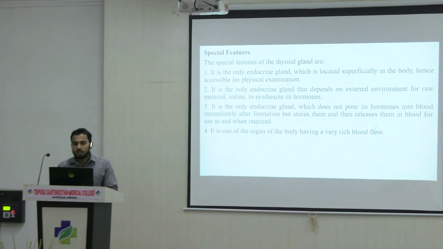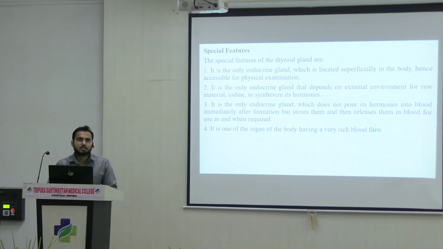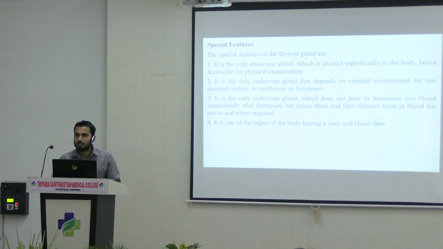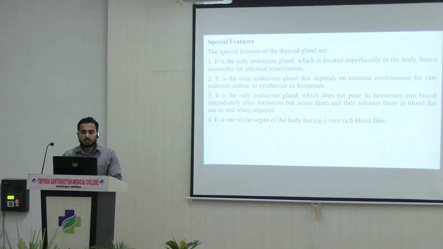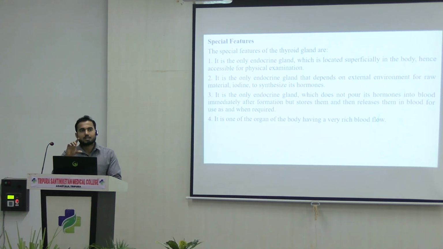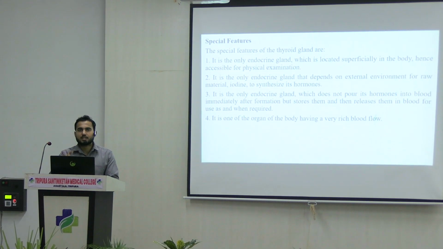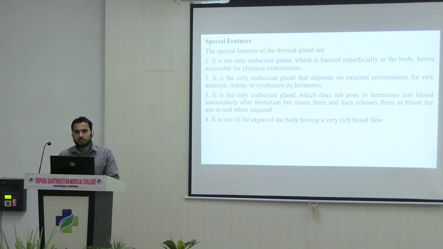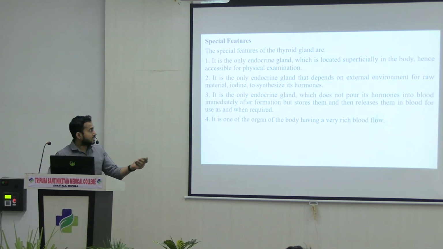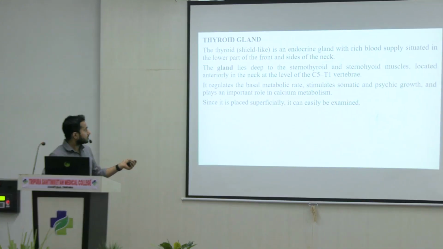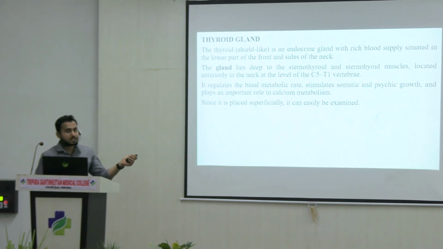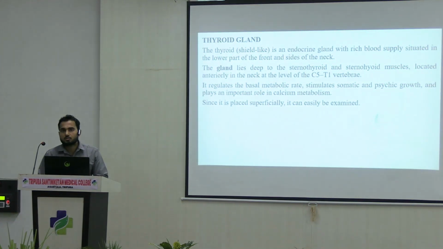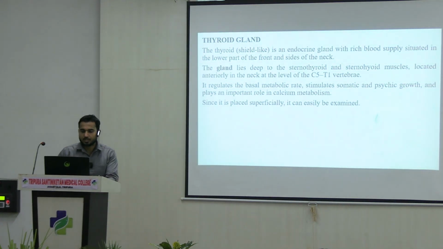Next, though it is an endocrine gland, it has a rich blood supply. Any endocrine gland has a rich blood supply. Next, what is the extent of the gland? From where to where is it extending? It extends from C5 to T1 vertebra. Fifth cervical vertebra to first thoracic vertebra, that is the vertical extent of the gland.